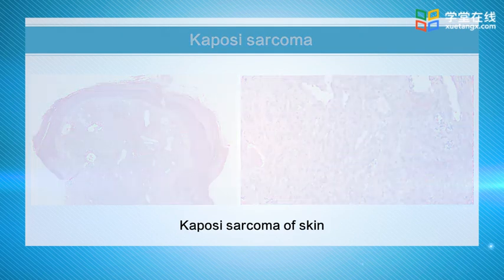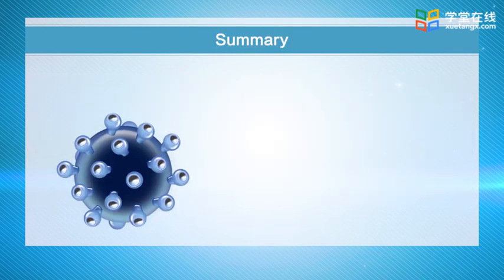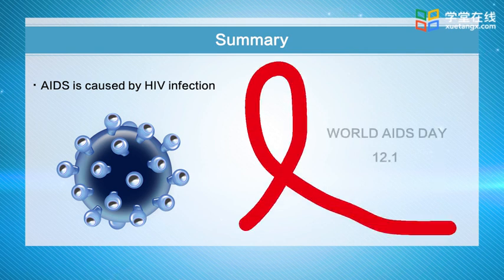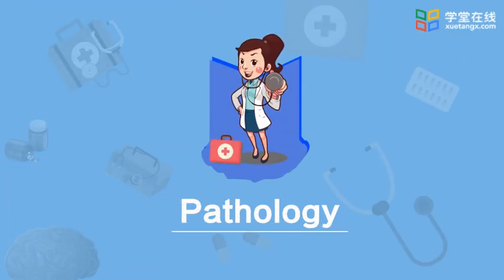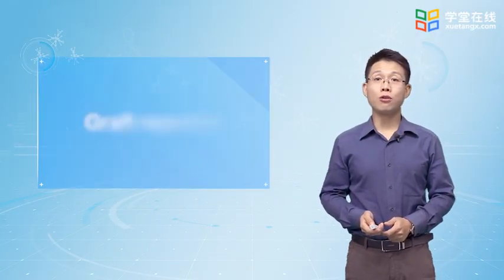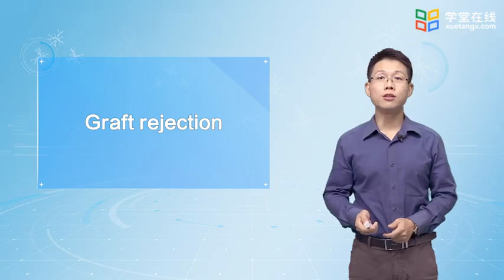To summarize, as a typical acquired immunodeficiency disorder, AIDS is caused by HIV infection. It causes opportunistic infections and malignant tumors through loss of CD4 T cells, macrophages, and dendritic cells. Let's move on to the next topic, graft rejection.